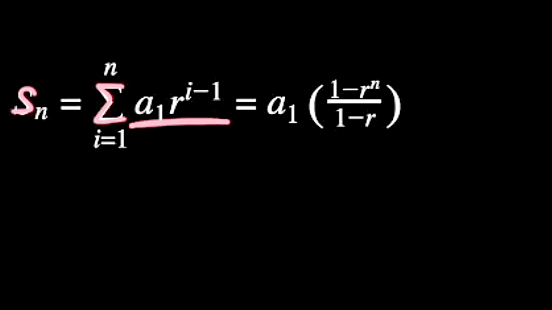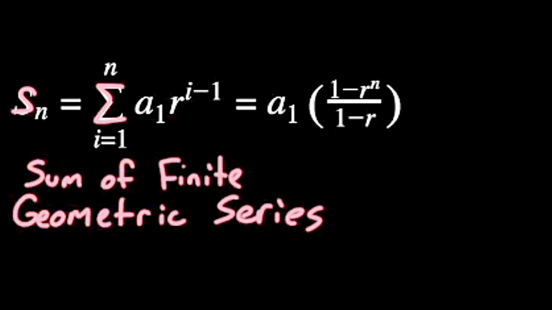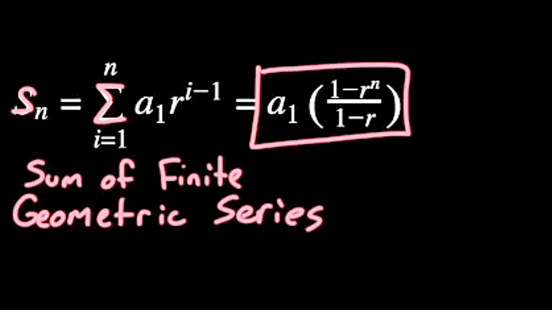And what is the stuff that we're going to add up? It's this stuff here. So this is some first term and then this is r to some exponent. So this is just a geometric series. So this is the sum of a finite geometric series. And I have to specify that this is finite and you'll see why in a second. But here's the formula all the way at the end. This is what you actually use.